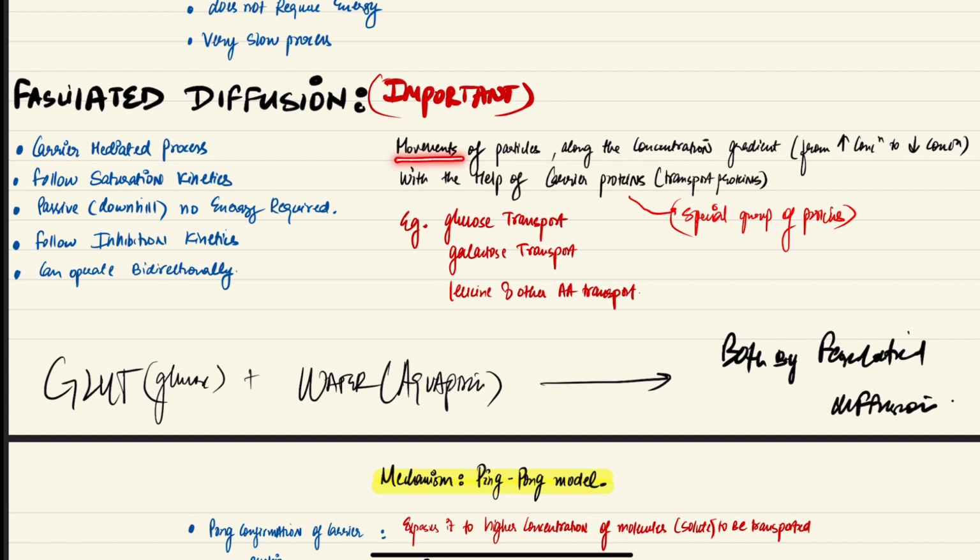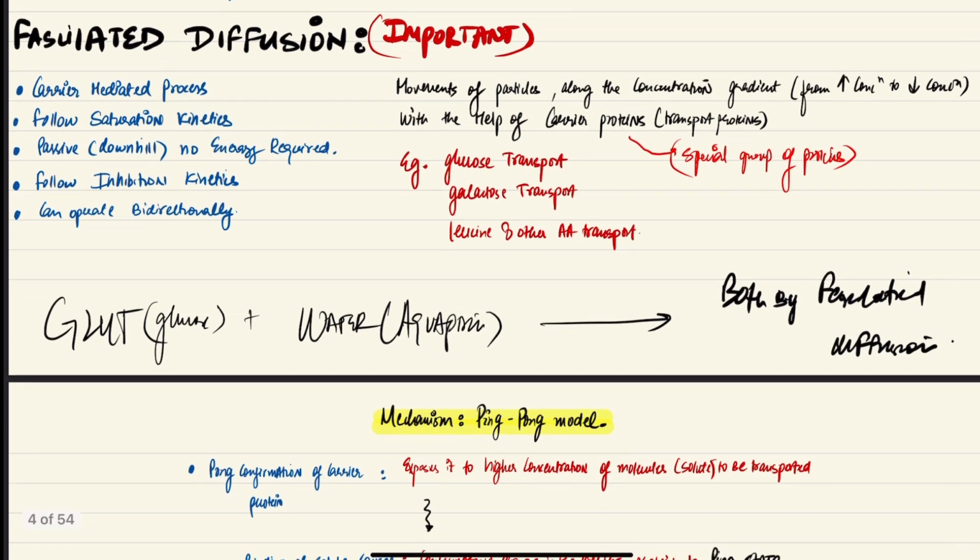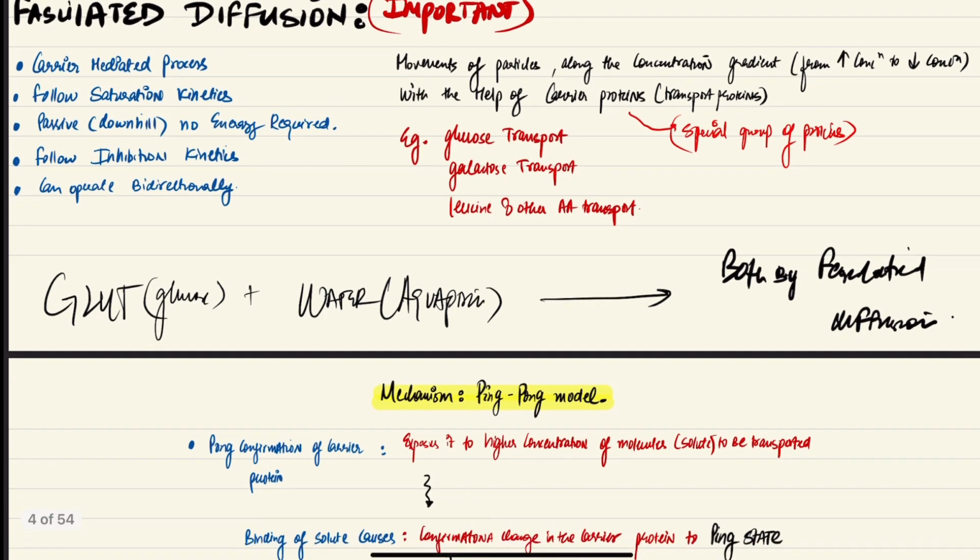In this, the movement of particles takes place along the concentration gradient, meaning from high concentration to low concentration, with the help of carrier proteins or transport proteins, a special group of proteins which helps in transport. Since it's a carrier mediated process, what do you mean by a carrier mediated process? It means that a carrier is required for this type of transport. It follows saturation kinetics. What is saturation kinetics? Let me tell you what saturation kinetics is.